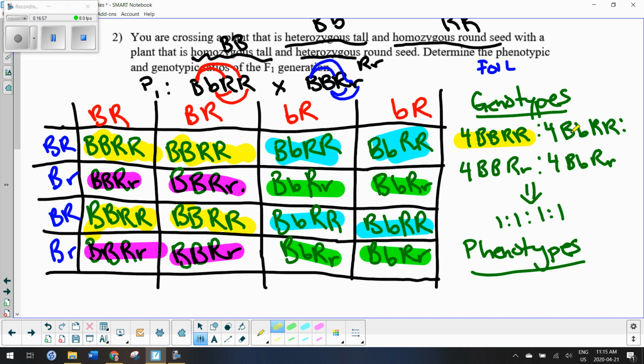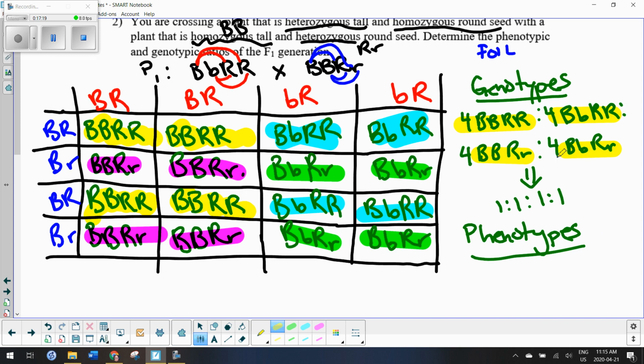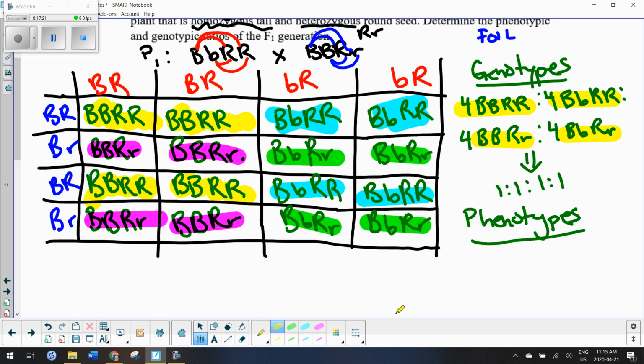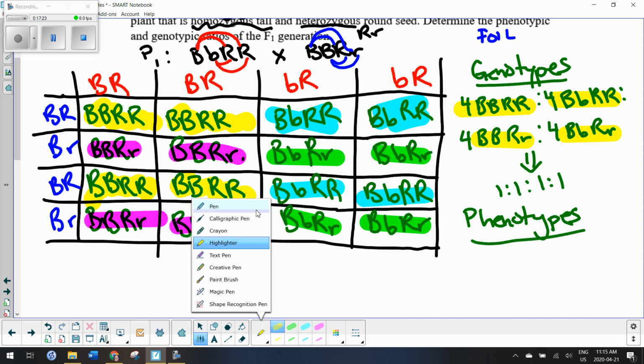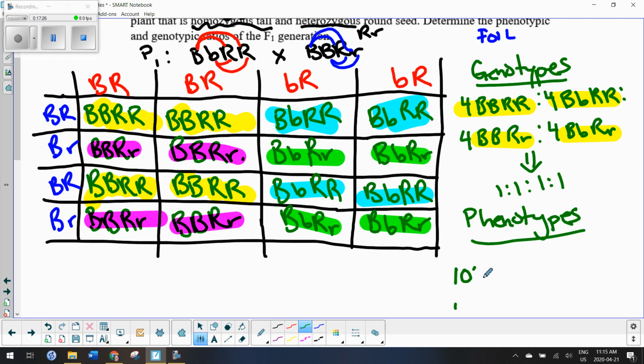Big, little, so tall, big, big, round. So this is another one of the same. I have big, big, tall, big, little, round. Okay, my next one. I have big, little, tall, big, little, round. So for this one, and this Punnett square, all of them, we have 100% tall, round seed.